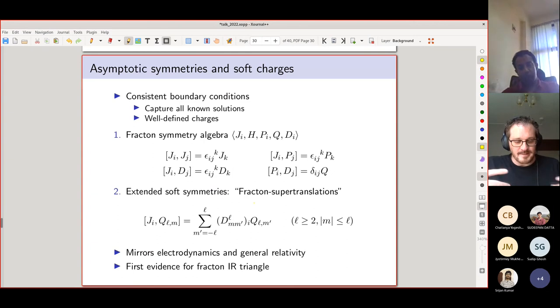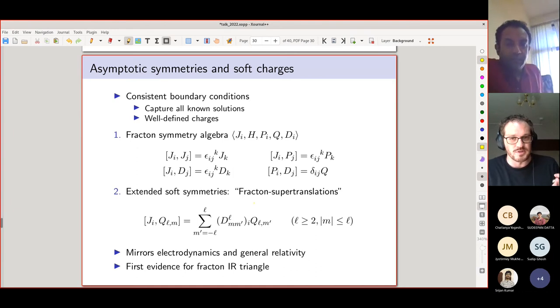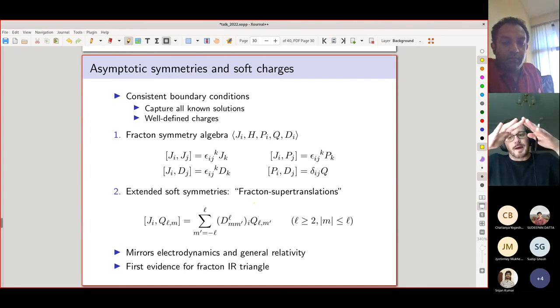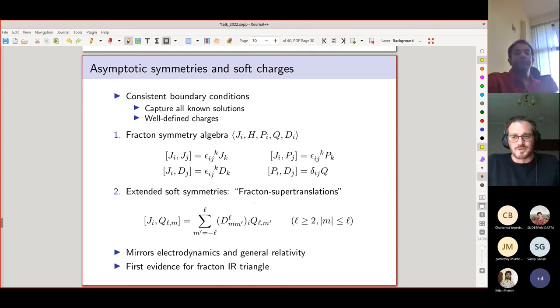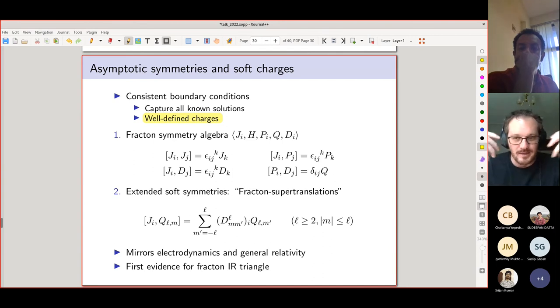So with that, let's look at this theory. And indeed, we were able to find consistent boundary conditions. This means that these boundary conditions should be good enough to accommodate all well-known solutions. For example, for electrodynamics, you want to have the Coulomb solution as part of your phase space. But they should also be strong enough to have well-defined charges that are finite. For example, if you allow fields that grow radially, you will have charges that might blow up.